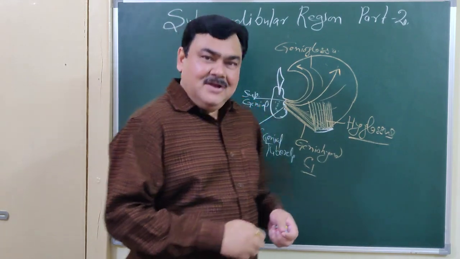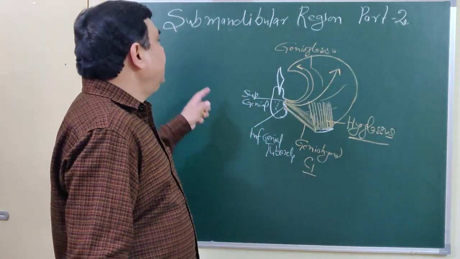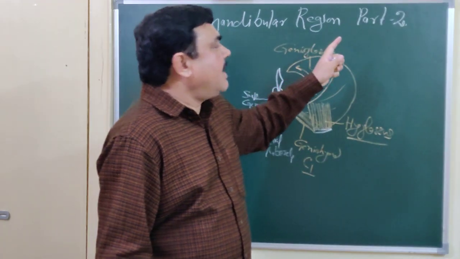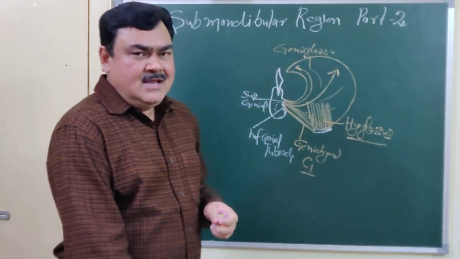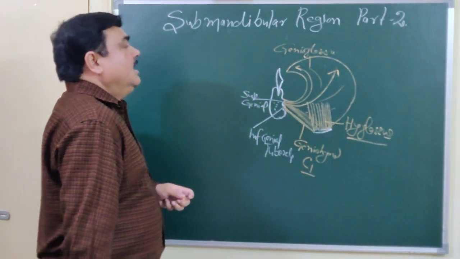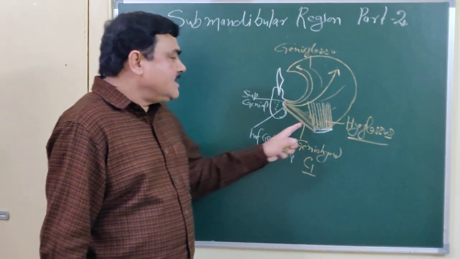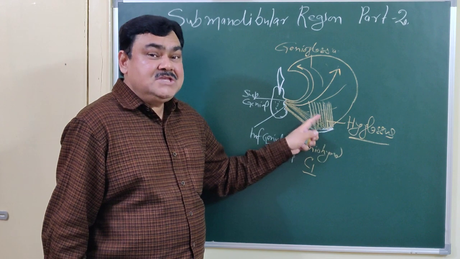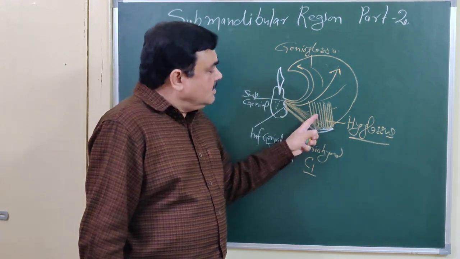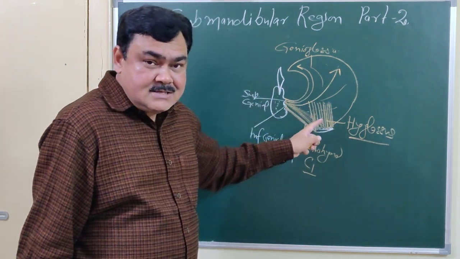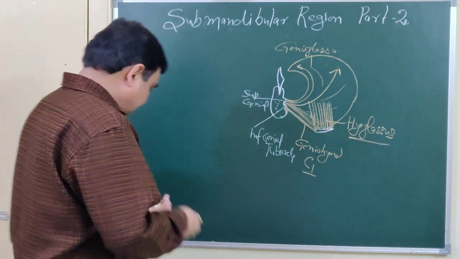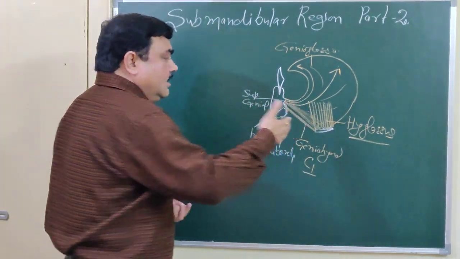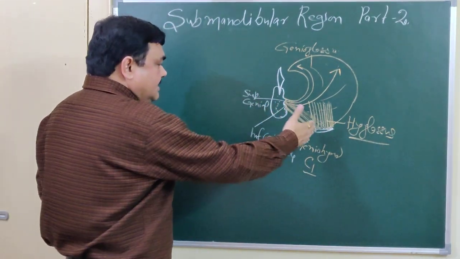Now we'll discuss the submandibular region, part 2. In this section, we'll discuss the relations of the hyoglossus muscle. This hyoglossus muscle is the key muscle of this region. So we'll discuss the relations of the hyoglossus. If you cut a coronal section, it passes through this level.